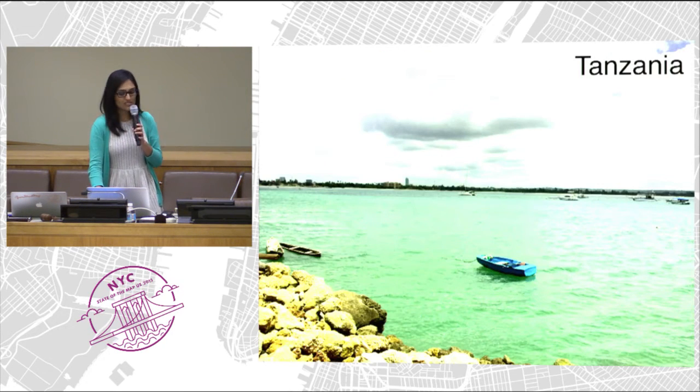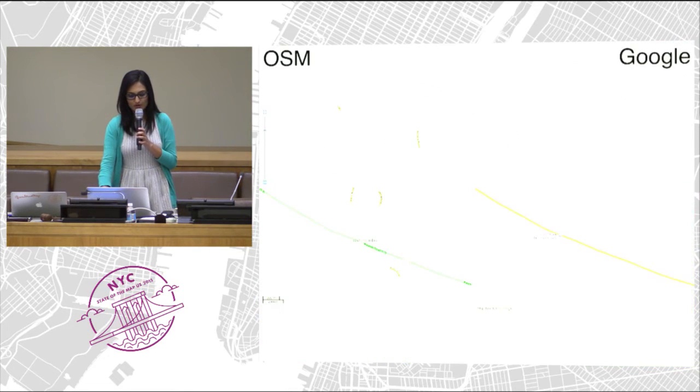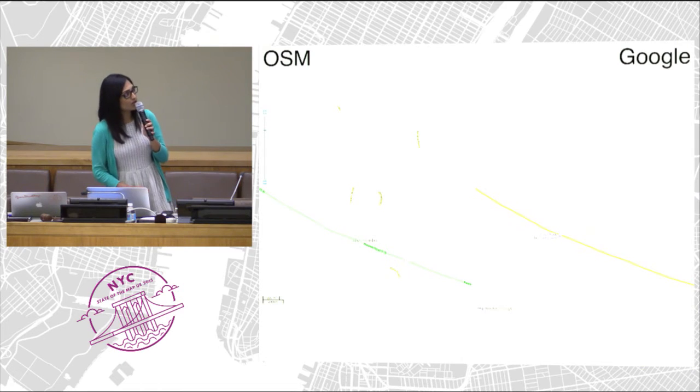We then did something very similar in Tanzania. It was also part of an urban risk resilience program. This is the OSM version and the Google. According to Google, no one lives here. But there's actually 1.7 million people in this district.